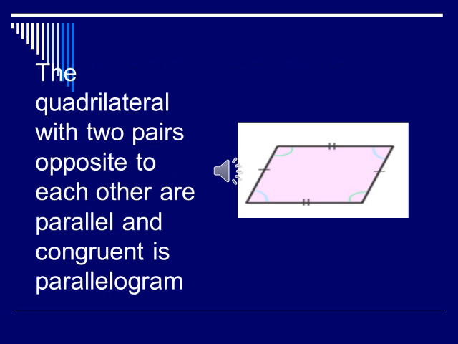Let's start with the first quadrilateral. It has four sides and it has four angles. In the parallelogram, each two pairs of opposite sides are parallel and congruent. So in a parallelogram, each two sides opposite to each other are parallel and congruent.